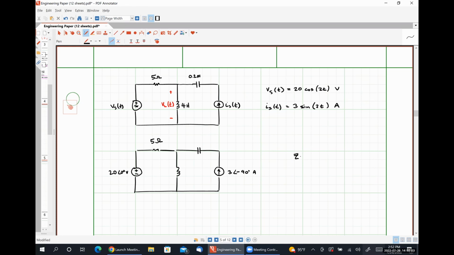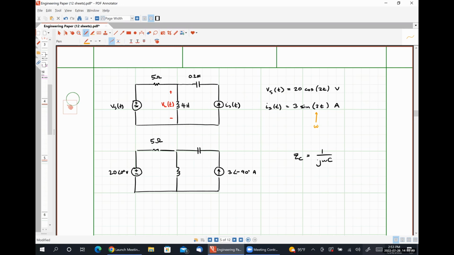So just to refresh your memories, the impedance of a capacitor is 1 over j omega c. In case you're wondering where to find omega, it's that guy right there, the 2 that's in front of the t in our sinusoidal signals. So, not quite.